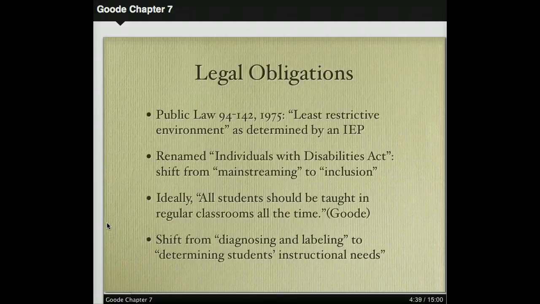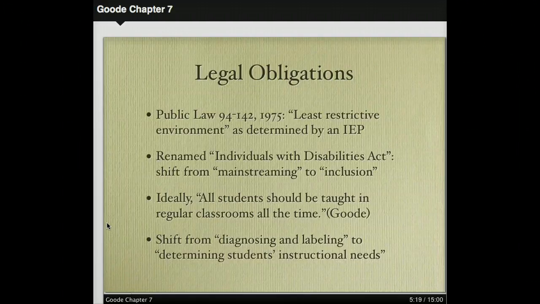The legal obligations we can't get around, and the very first one was Public Law 142, that was authored in 1975, and that's where we got the phrase the least restrictive environment, and that was determined by having an IEP, or an individual education plan, for the student. And the goal was that that student should be included in a classroom as much as possible, as it relates to his ability to function in that classroom. It was later renamed the Individuals with Disabilities Act, and they clarified and extended some of the requirements that would take place.